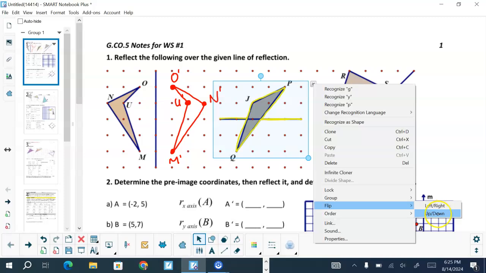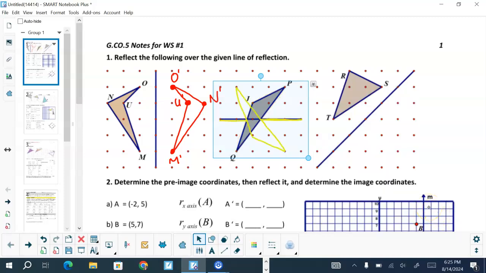Like I said, I'm going to go up, down. All right, so see how my line of reflection is still kind of on top of itself. It moved slightly, but that's just because I can't be 100% perfect when I'm tracing up here. But when you're doing this now, you should be able to see where those points went to. Like where did the J, the P, and the Q go? Okay, so then what I would do is label those points.